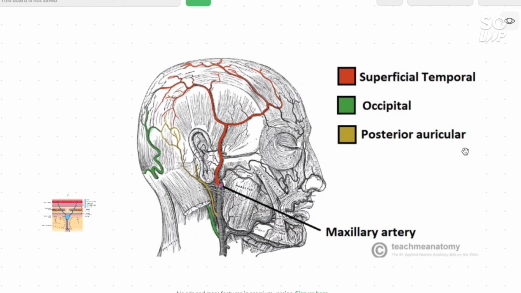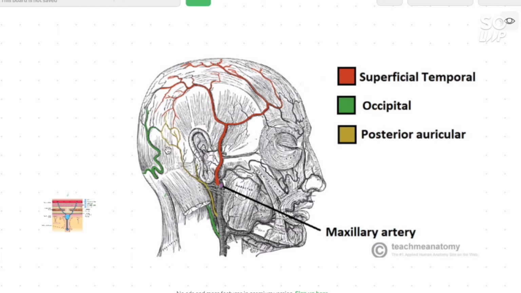In total there are four arteries coming from two main arteries: the external carotid, which gives three arteries, and the internal carotid, which gives one branch. The superficial temporal, which you can see in red, supplies the frontal and temporal regions. This is your temporal region down there, and on the other side, on the upside, it's supplying the frontal region. The posterior auricular artery, shown in yellow, supplies the area superior and posterior to your auricle. You can see it down there, superior and posterior to your auricle.